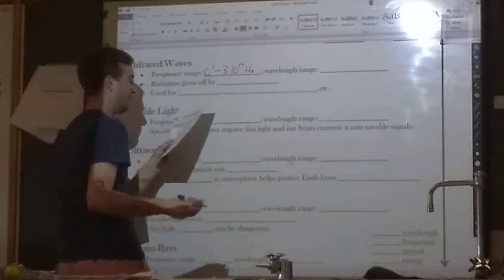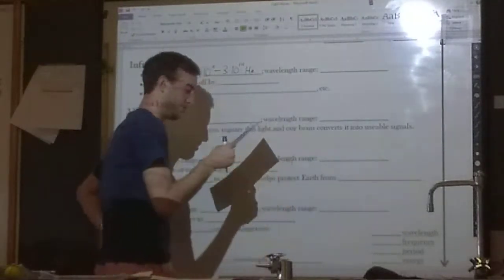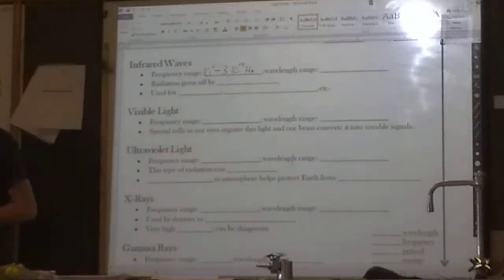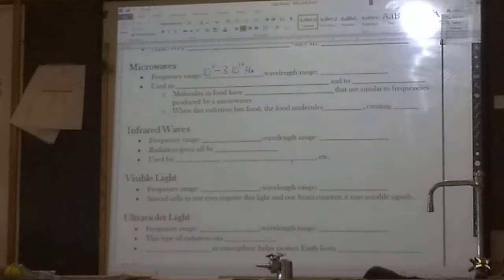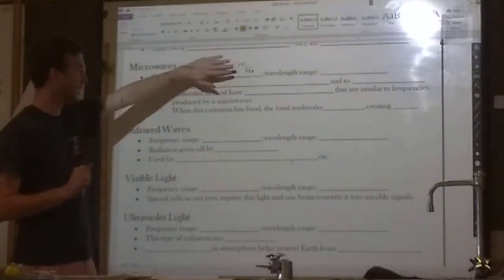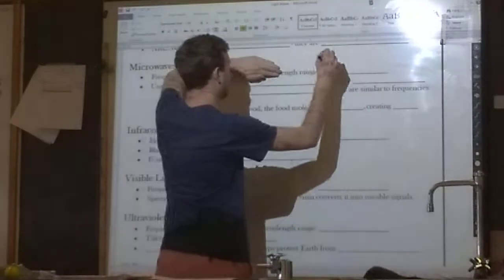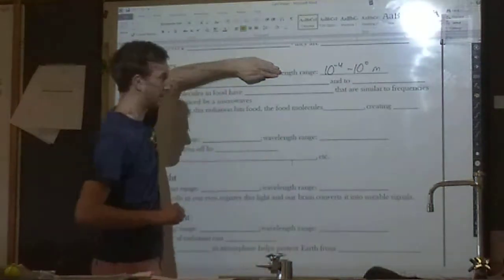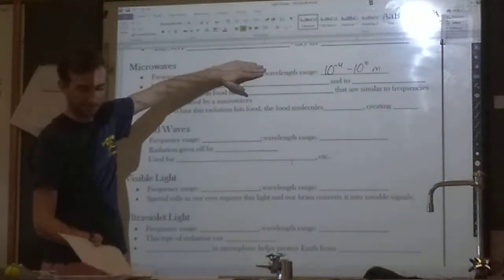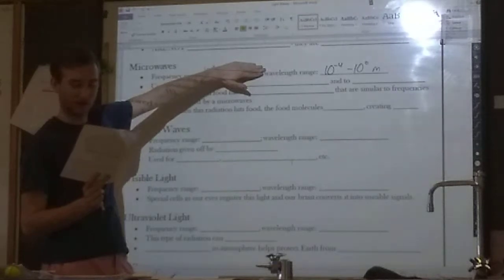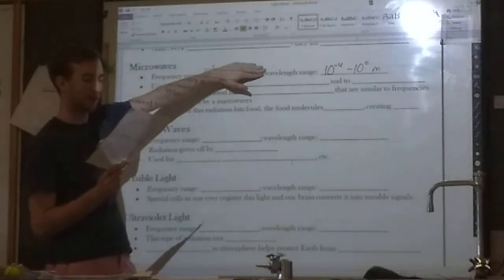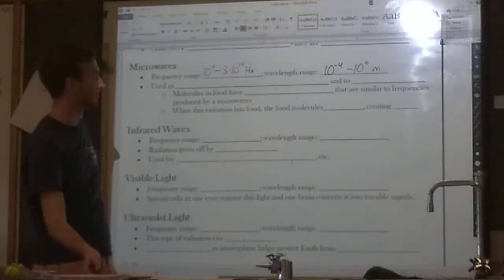Wavelength range, I screwed up the wavelength range for microwaves. I apologize. Sorry, you can go change this. Some of you probably already noticed this. For microwaves, the wavelength range is supposed to be 10 to the -4th to 10 to the 0 meters. Okay, that's for microwaves. Please make that change. I must have been looking at the wrong one. So microwave frequency range is 10 to the 8th to 10 to the 13th. Infrared is definitely 10 to the 11th to 3 times 10 to the 14th.